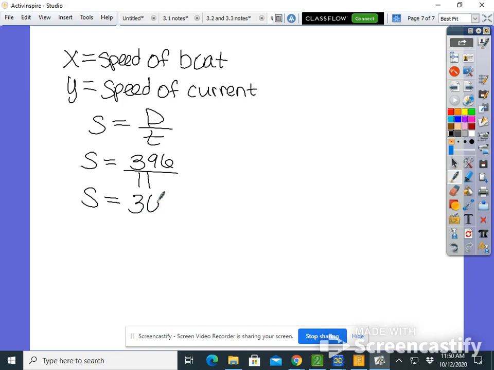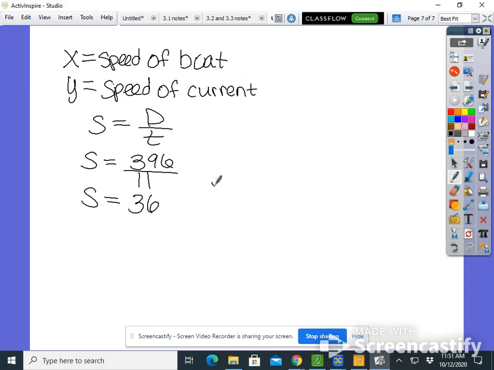Okay, good. Now, let's think about this. If you're going downstream, what is the current doing? Is it making you go faster or slower? Faster. So what am I going to do with x and y? Well, think about this. If the boat's going 20 miles per hour, this is just an example, and the current's going 10, how fast are you really going if you're going downstream? 30. So you add them. Okay, so what I want to do is add x and y.